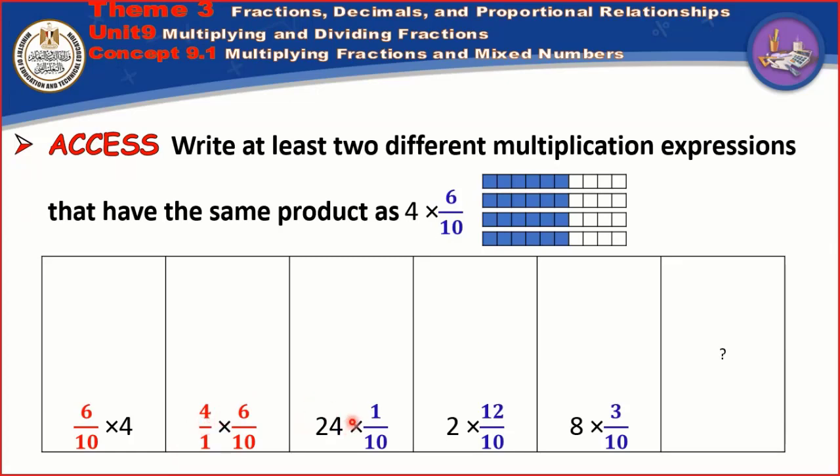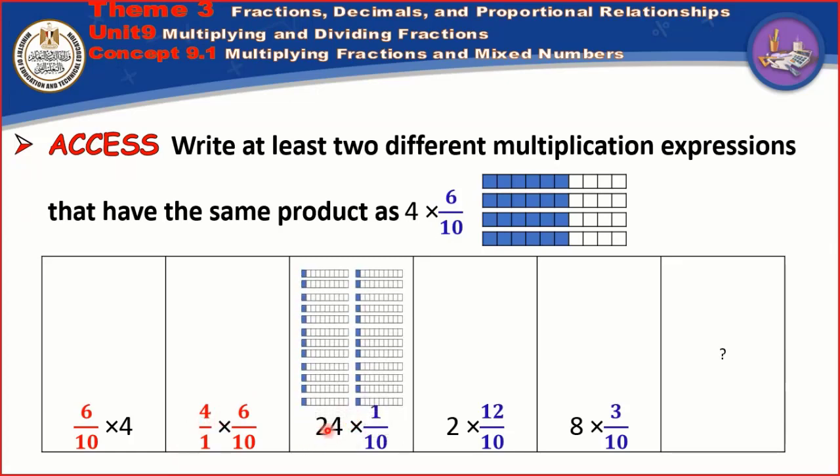Okay, I can write it also as what? 24 times 1 over 10. Is this expression equal to 4 times 6 over 10? Yes. I multiply 4 by 6. 4 times 6 equals 24 tenths. Let's count. If I repeat 1 tenth 24 times, is it equal to this expression? Yes.